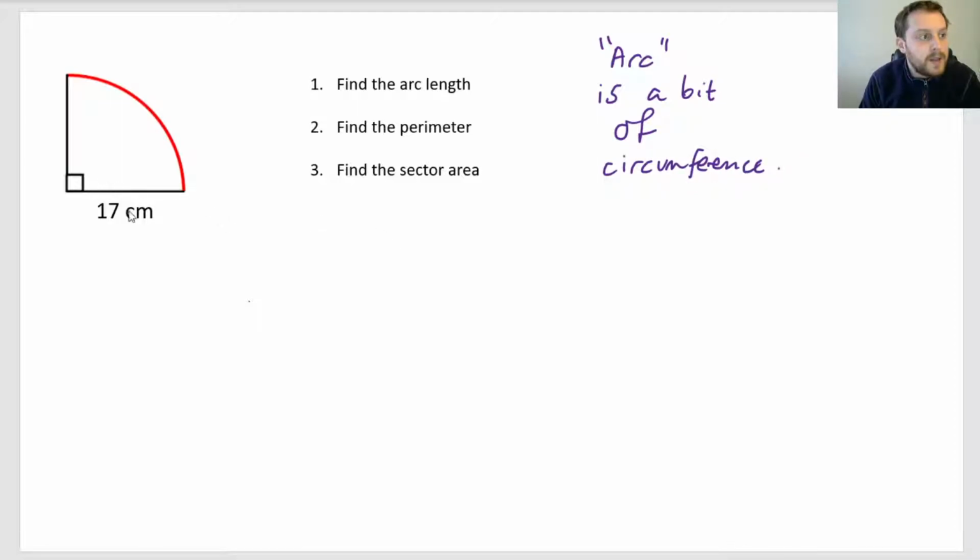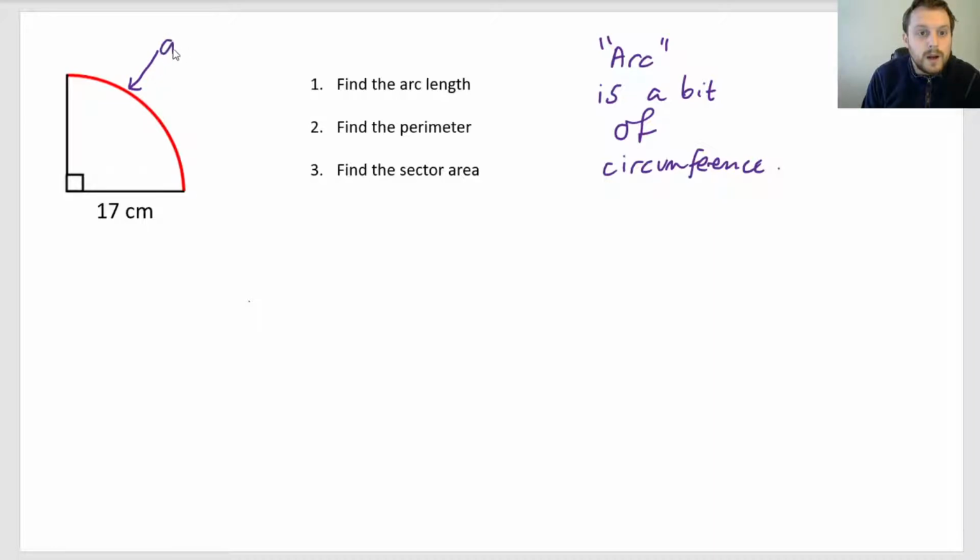It's going to depend on the angle that you've got. If you've got a small angle, then you'll have a small bit of arc. If you've got a 90-degree angle, you'll literally have a quarter of the circumference. And if you have the full 360 degrees, the arc is the whole circumference, right? So this red part here is called the arc.